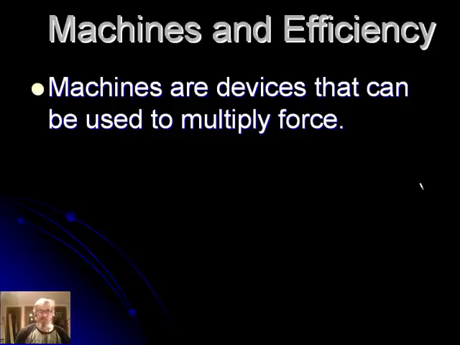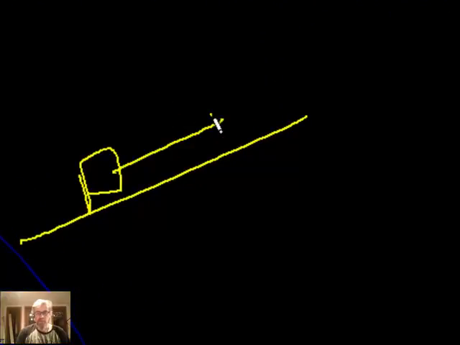The last topic here is machines and related topic efficiency. Machines are just devices that can be used to multiply force. Like we saw the ramp in the earlier problem. In order to slide the box up the ramp took less force than if you were to lift the box straight up. That's why we use machines.